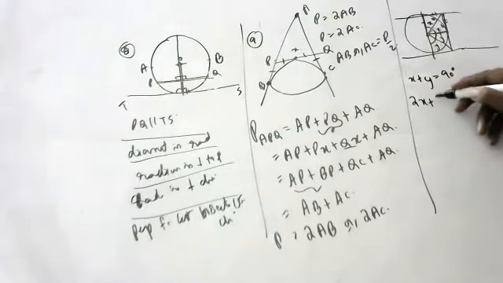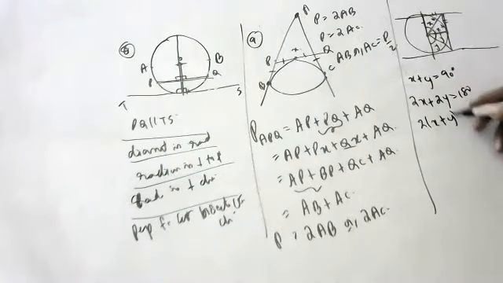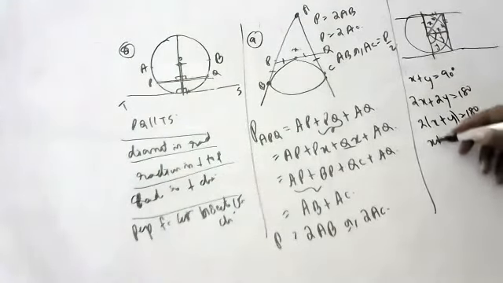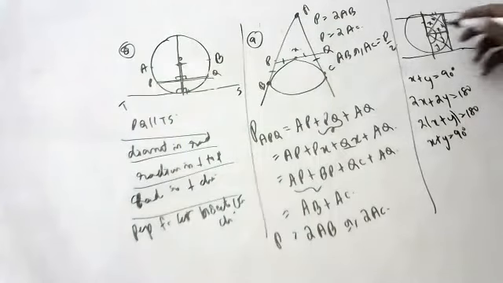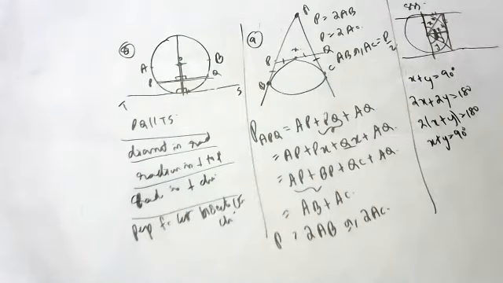So 2x plus 2y is equal to 180. If you take 2 common, x plus y is equal to 90 degrees. I'm telling you, children, the question is very easy. And you have to show SSS congruency also, children. By CPCT, if this is x, this is x. Similarly, this is y, this is y.